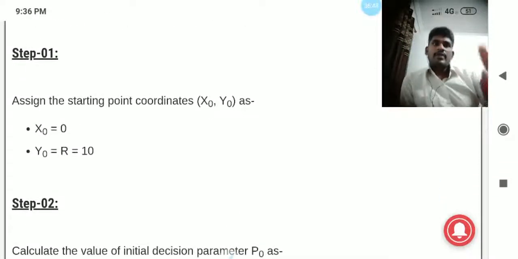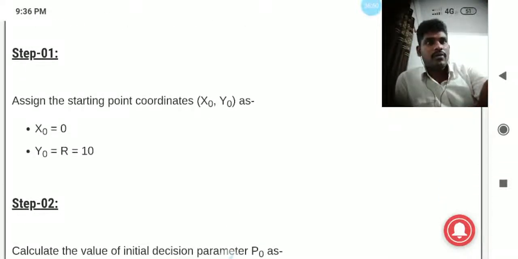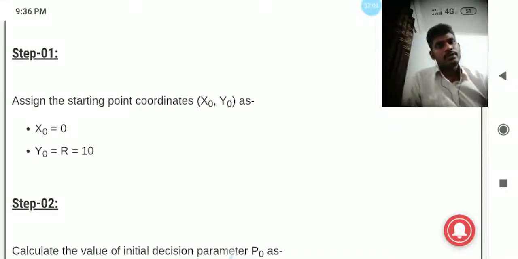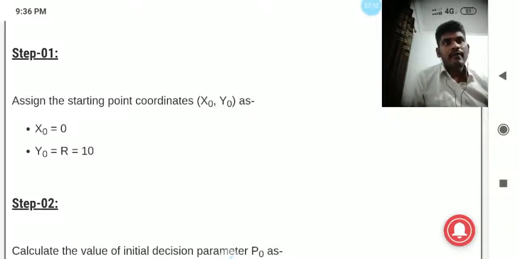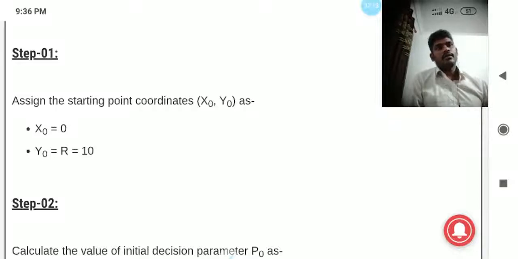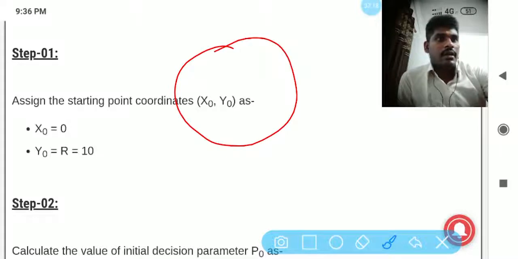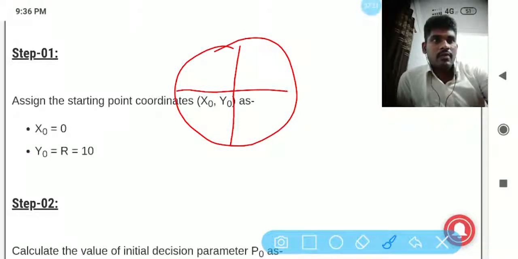What is the formula? x equals 0, y equals r. Assign the starting point coordinates x naught, y naught. When x equals 0, then y equals r. I got my point. When x equals 0, then only y equals r, and I got my point. Look at here. This is a circle, with the x and y coordinates.